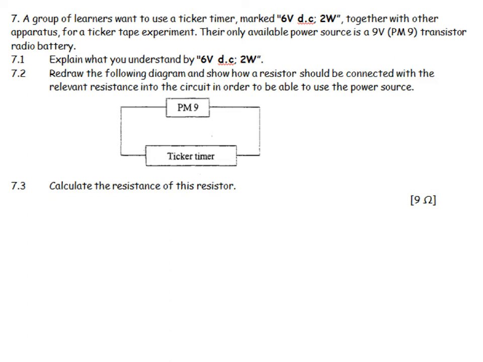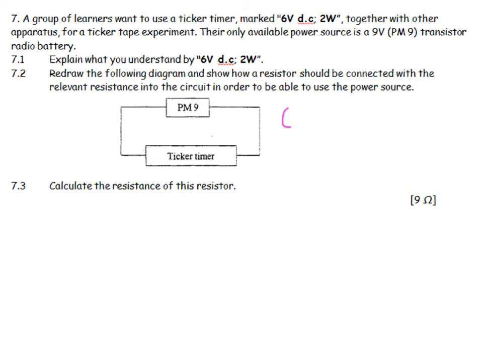Okay, we've got a group of students. They want to use a ticker timer that's marked 6 volts, DC 2 watts. This means nothing to somebody who hasn't studied science. So how do I decipher this? This means that 6 joules of energy are going to be transferred to each coulomb of charge. DC means direct current as opposed to AC, which means alternating current. And 2 watts is the power. So we can say that 2 joules of energy are transferred every second. That's what that means, and that's how you can unpack that.